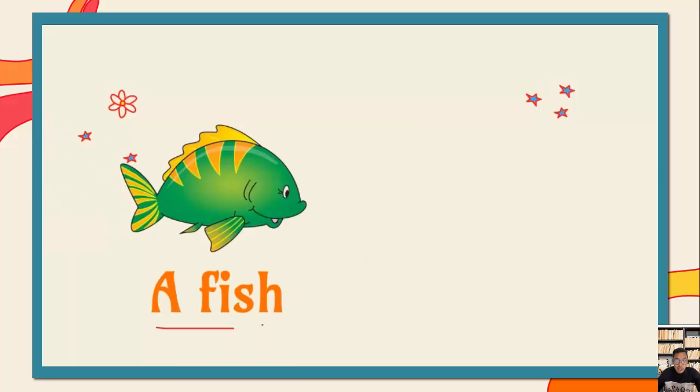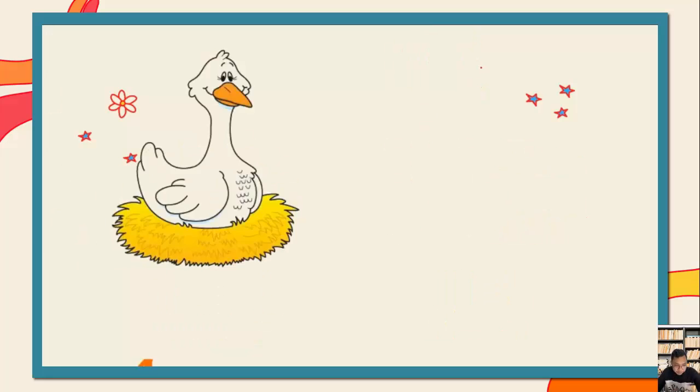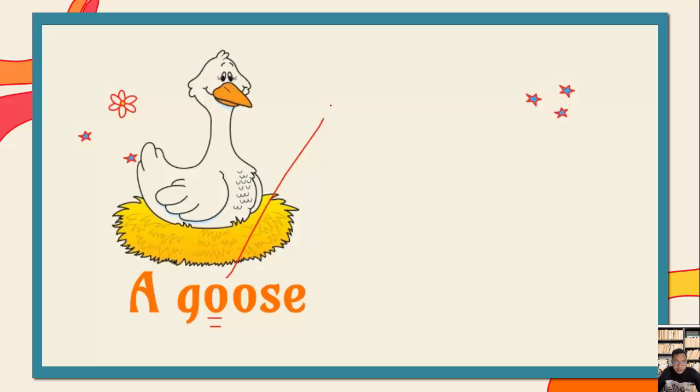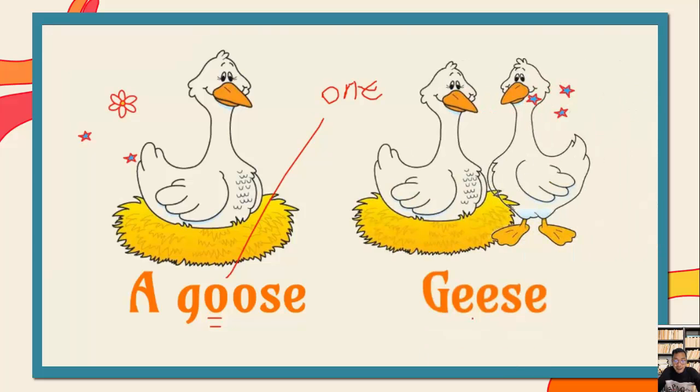A fish and fish is the same. Okay? One fish and many fish. It's the same. We don't put anything. Next, a goose. เห็นไหมสะกดด้วยตัว O. O means one. หนึ่งตัว Okay? A goose. So geese. มันสะกดด้วยตัว E which means 10 มันมากกว่า1นั่นเอง Okay? A goose and geese.